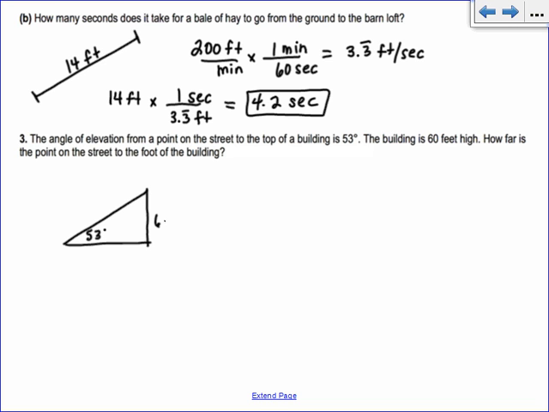The building is 60 feet high. How far is the point on the street from the foot of the building? Okay, so we'd set it up like that. Do you all know how to do that problem? Yeah, we've done many of those. So you would set it up as tangent. So you'd say tangent of 53 equals opposite over adjacent.